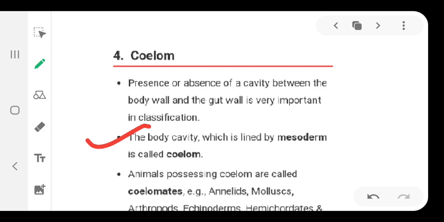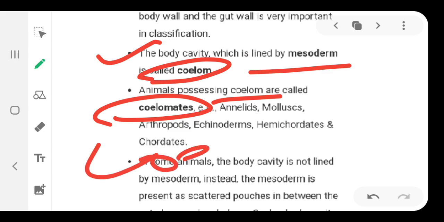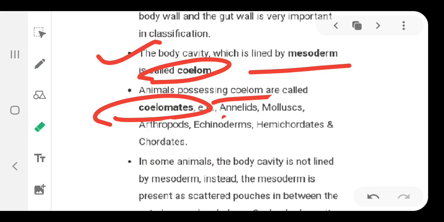So the body cavity which is lined by mesoderm, I have just told you the word mesoderm, lines a cavity, and that cavity is called coelom. So the animals that have coelom in them are called coelomates. Underline this word, coelomates. Write this word again, because sometimes we are asked to define what coelomates are.